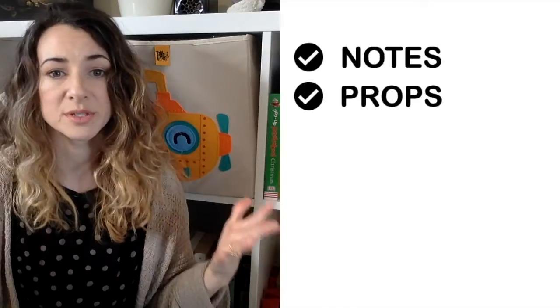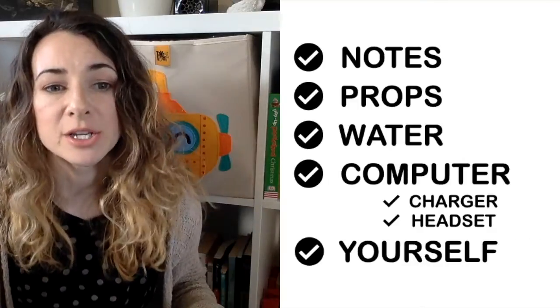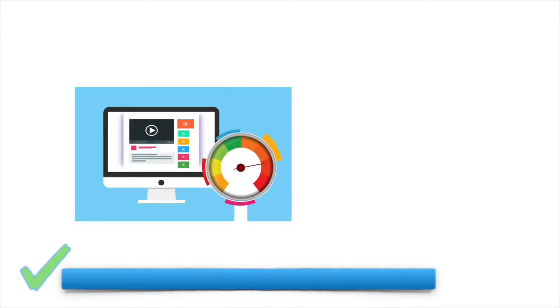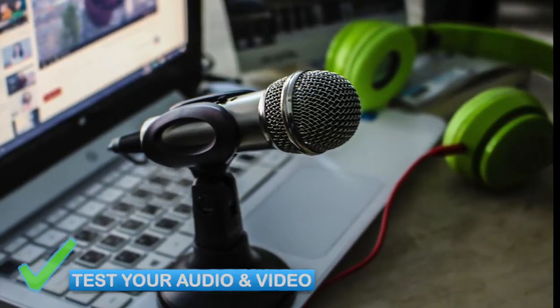To manage time well outside of class, make sure that everything you need is already at your workspace. You've got your notes, your props, your water, your computer, its charger, and you. Make sure you've done your internet speed tests, your audio and video tests well before your class time begins. Make sure that you're dressed and you appear the way you want to be seen on camera.